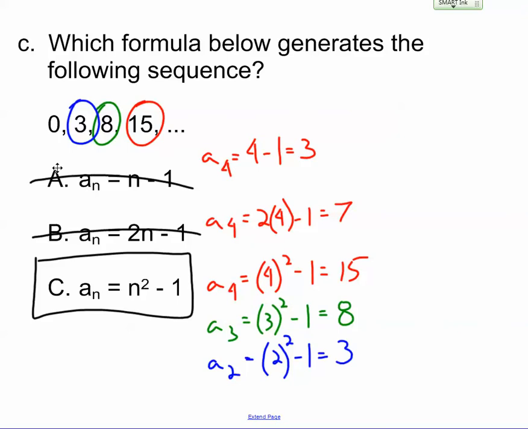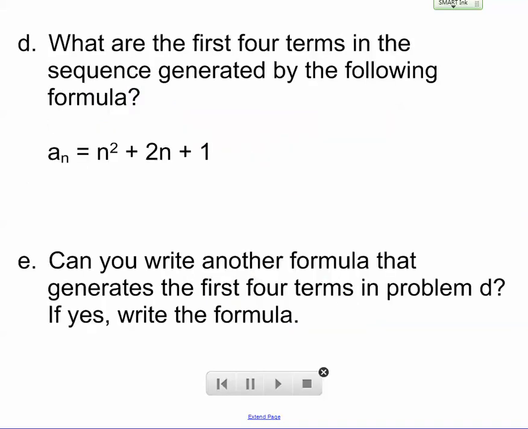B. We could plug in 0 squared minus 1. I'm sorry, 1 squared minus 1 would be 1 minus 1, which is 0. And that works for the last one too. Sorry, got a little mixed up there. We trudge on. What are the first 4 terms in the sequence generated by the following formula?